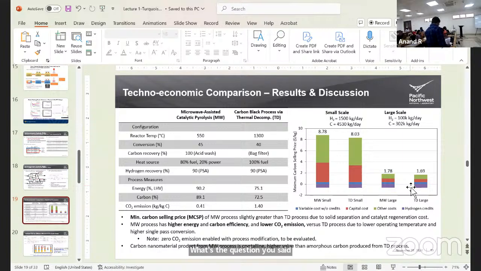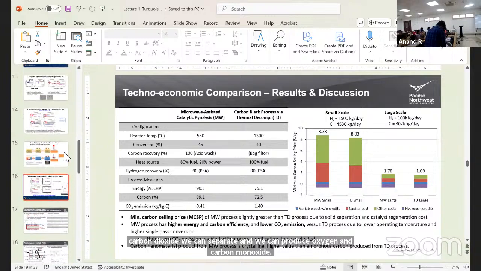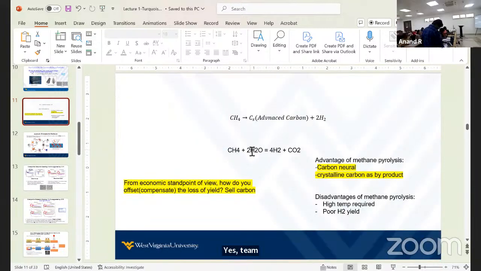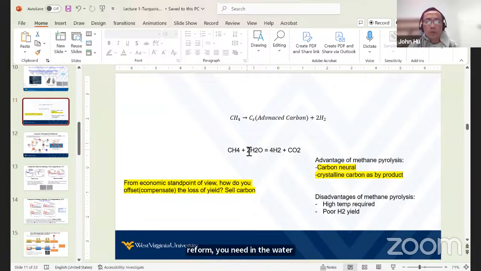Methane plus water we are using to produce hydrogen, no, sir? Yeah. But in that case, we are getting carbon dioxide, no, sir? Yeah. So that carbon dioxide we can separate and produce oxygen and carbon, no, sir? Like methane, we separate carbon and hydrogen. Yes, steam reforming, you need the water. What's the problem with water? Yes, you use water, and 2 hydrogen come from water, but the end result is one.